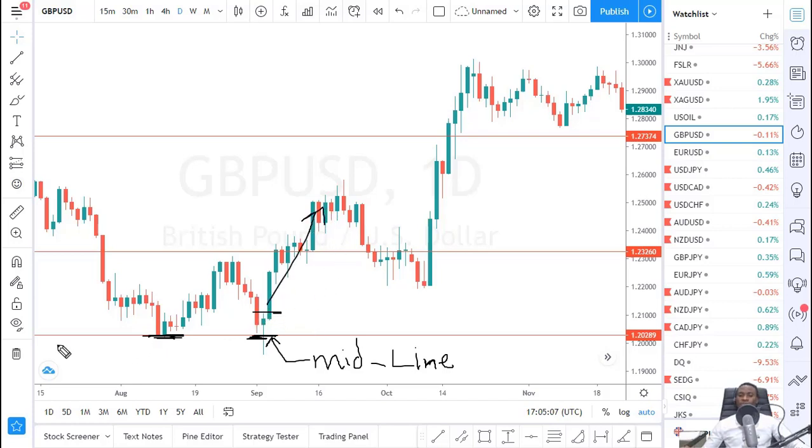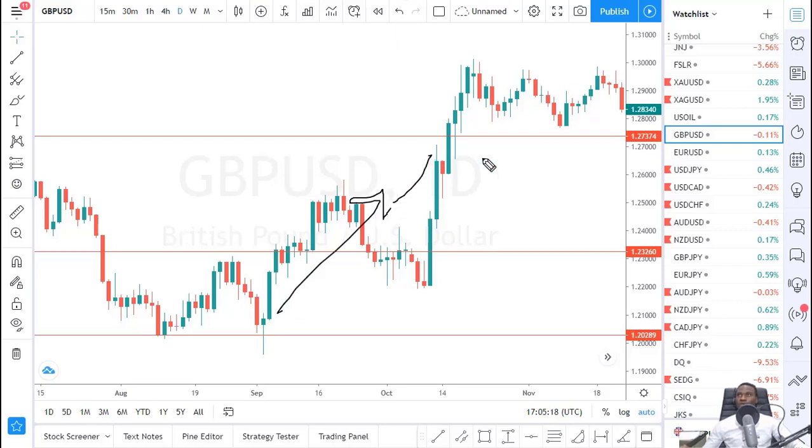The pin bar can also serve as a continuation for an existing rally. Actually, this is a bullish rally right here. We got a continuation for this bullish rally. So let's study this action of price.